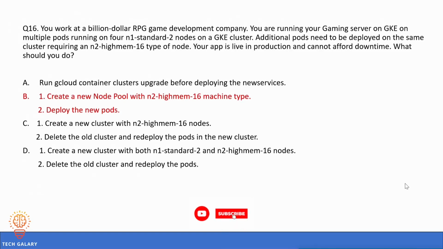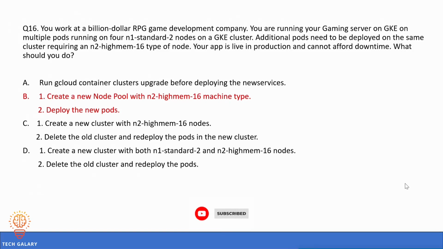So let's proceed with option D. Create a new cluster with both N1 standard 2 and N2 HIGHMEM 16 nodes. Delete the old cluster and redeploy the pods. There is no need to create a new cluster. So again, option D suggests to create a new cluster. This is not required because the ask is different. So we have to ensure that we use the same cluster and deploy the pods with different machine types.